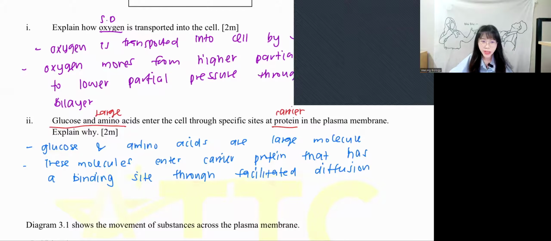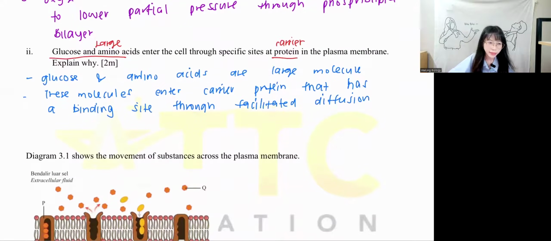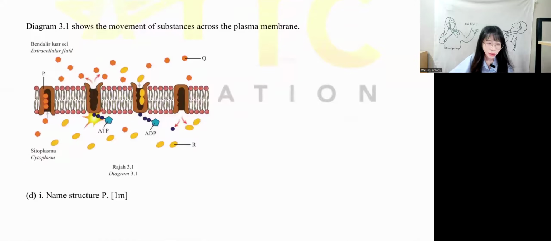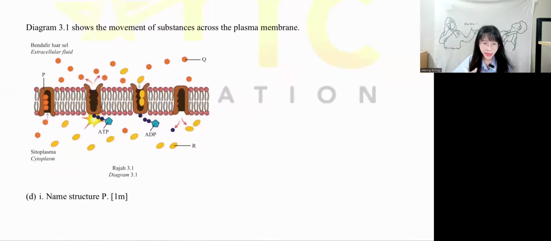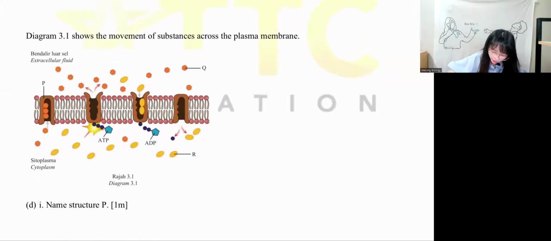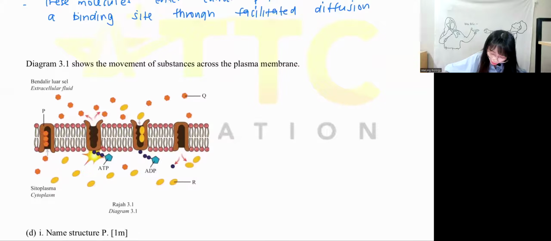Diagram 3.1 shows the substances across a plasma membrane. They ask, name structure P. From this diagram, can you see there is ATP? When there is an ATP, it means what transport is this? This is active transport. Very good. Okay, let me write over here. The process here is called active transport.